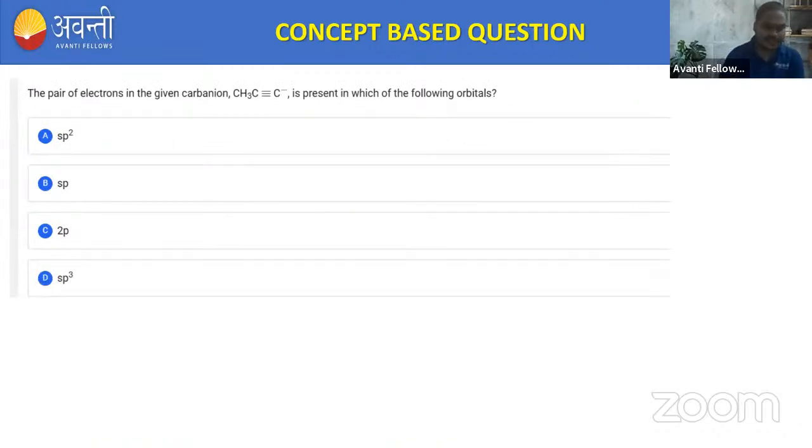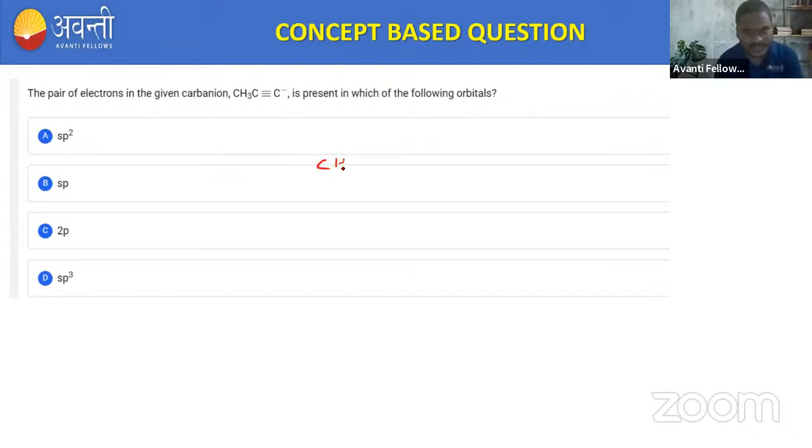Okay, move to the next question. The pair of electrons in the given carbanion, CH3C triple bond C negative, is present in which of the following orbitals? So you have to find where the pair of electrons in the given carbanion is. The carbon having the negative charge, its lone pair is present in which orbital. Let me explain this.